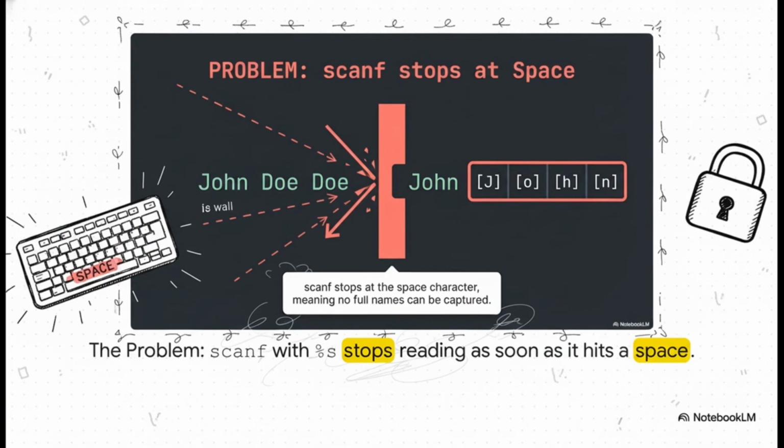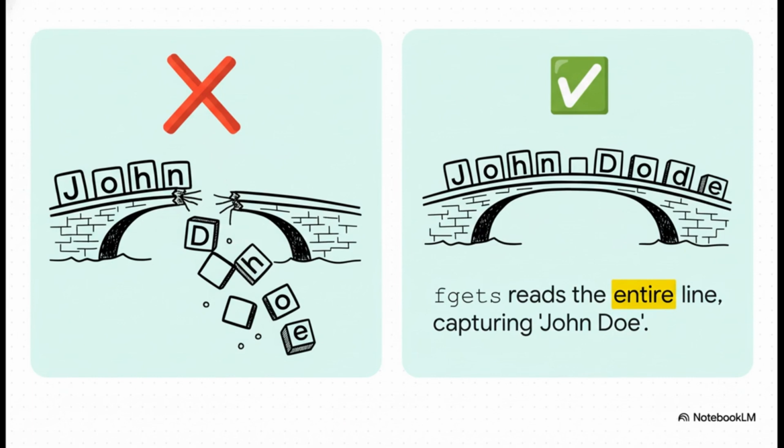So here's the problem. You ask for John Doe, but your program only gets John. Why? Because to scanf, that space is basically a stop sign. It hits that first bit of white space and just stops reading. It completely ignores Doe. So how do we get out of this trap? Well, here's the pro move. You use a function called fgets instead. Just look at the difference here. Scanf fails miserably, but fgets, it grabs the whole line, John Doe, spaces and all.